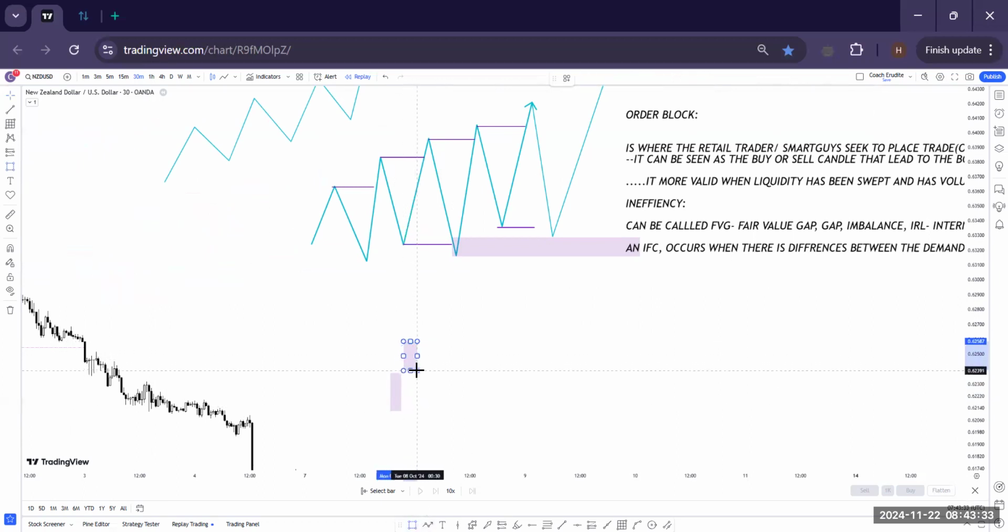Here's another candlestick. And here's another candlestick. So let me put the wick. This particular candlestick has a wick, and this also has a wick. You now discover that there's a gap here. So this is now called inefficiency.